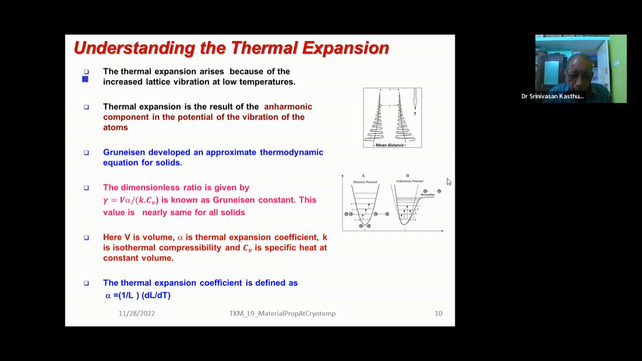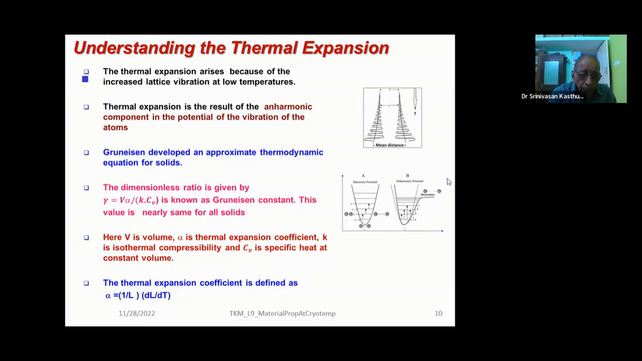That's what happens. Now, there is a dimensionless ratio called gamma, also known as the Grüneisen constant. This value is supposed to be the same for all materials, all solids. So gamma can be written as V alpha divided by K times CV. Here V is the volume, alpha is the thermal expansion coefficient, K is the isothermal compressibility, and CV is the specific heat at constant volume.